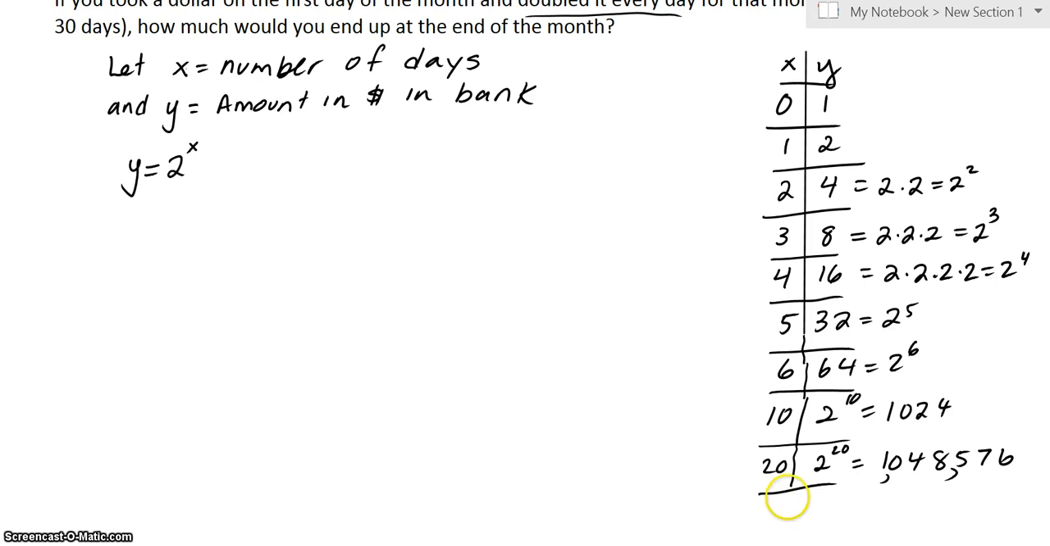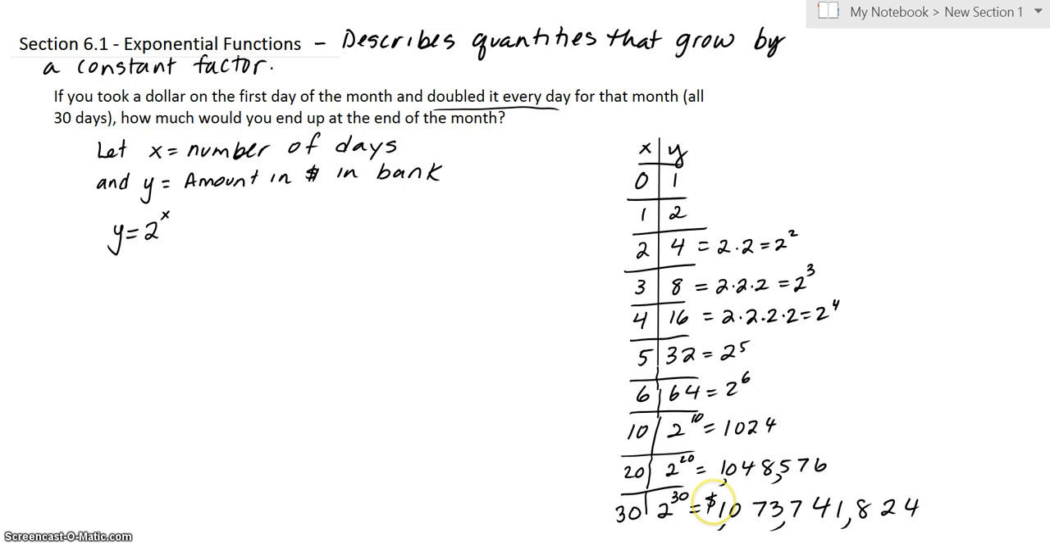So drum roll, what happens when you put in a 30? 2 to the 30th. You can try it on your calculator. See what you get. By the way, we're going to end up, put that in dollars, a billionaire. Right? There's 1,000, a million, so there's a billion.